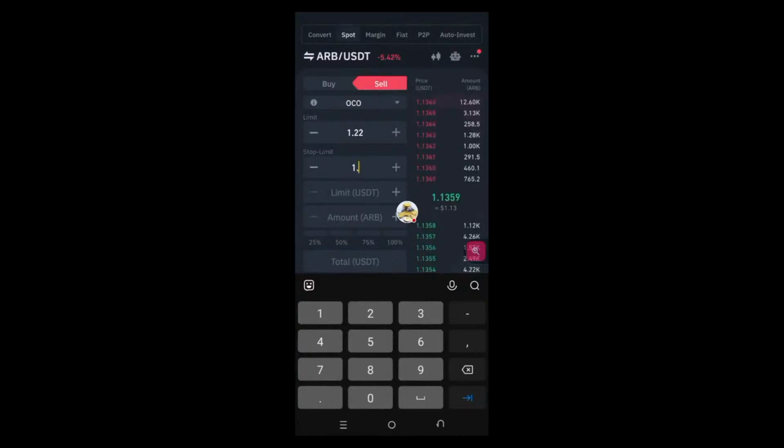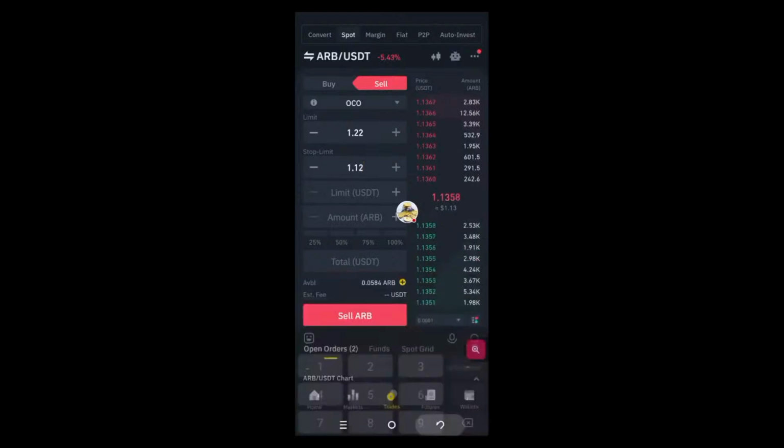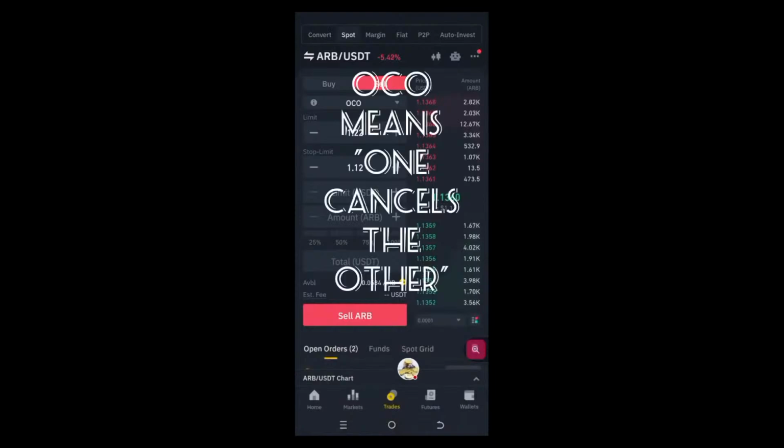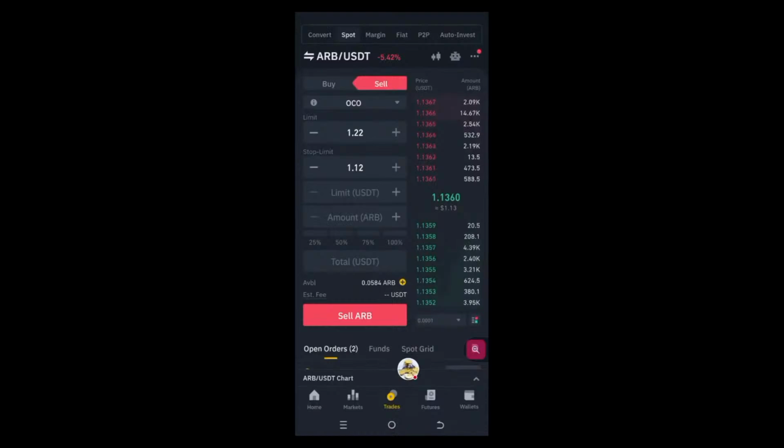So if it goes below, this is currently 1.359. So if it goes below like 1.2, for instance, I don't want to lose my money, right? I don't want to waste time in this trade. So I'll be happy to lose a little portion of my money, because a lot of people are saying, why don't you just put stop loss? Why don't you just put the take profit? This is OCO. OCO means one cancels the other, right? Try and understand that.